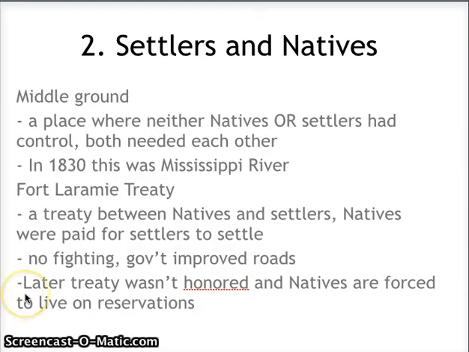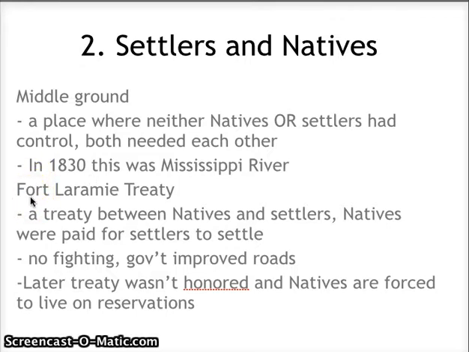There is this thing called a middle ground. Now, a middle ground is a place where neither natives nor settlers have control. And the reason why neither dominates is because they need each other. An example of middle ground in 1830 was the Mississippi River. So basically, the natives needed the settlers to trade, and the settlers needed natives to help them navigate this new land that they didn't really know. So it was a mutual agreement.